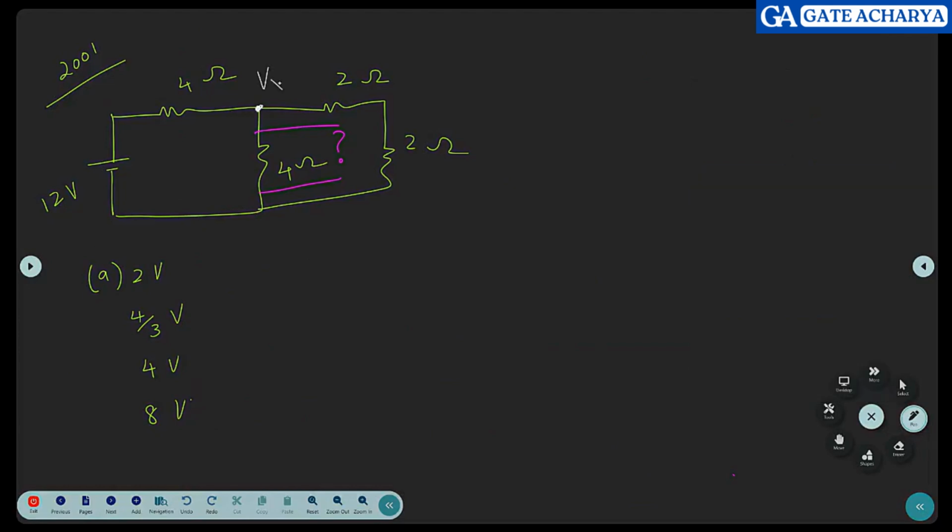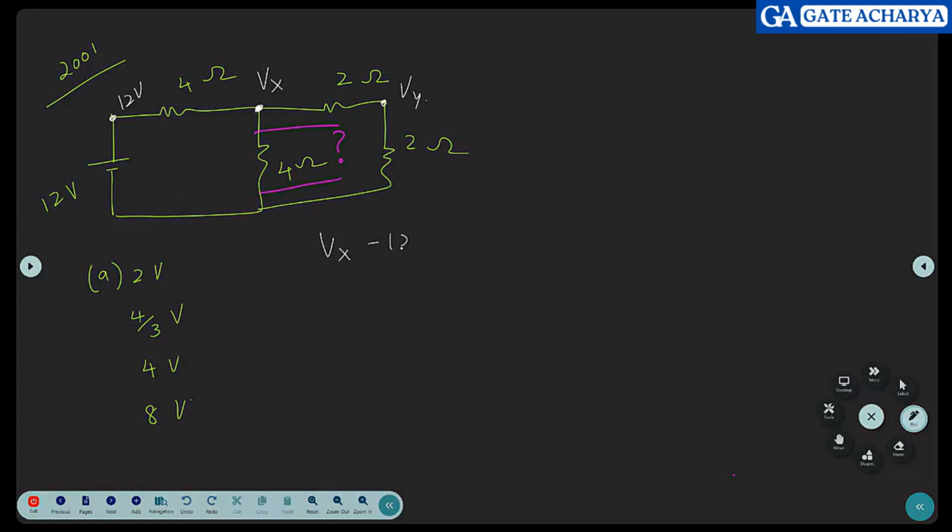Let us say Vx. What will be? You have to give a name here. This one I know, 12 volts. What is this voltage? I don't know. So let us say Vy. So you'll be stuck with this. How will you write KCL for this? Let us just do it for the sake of completion.